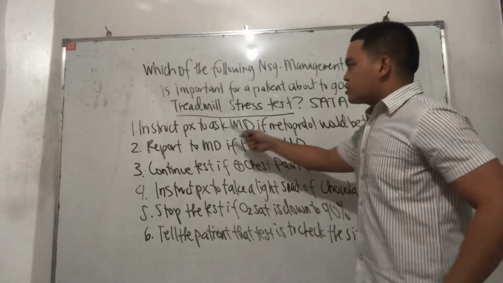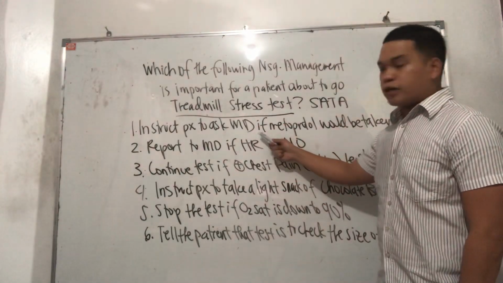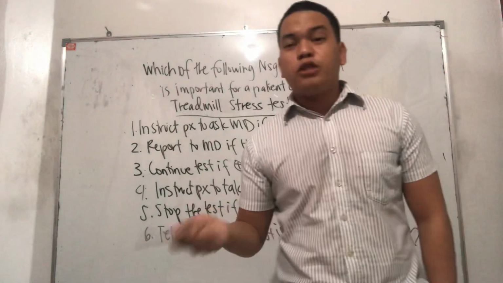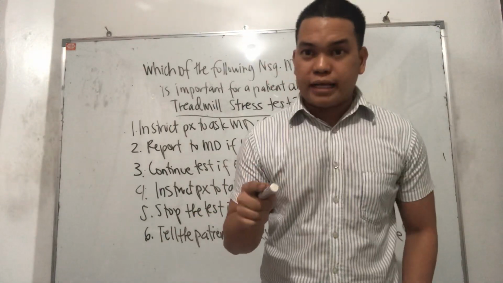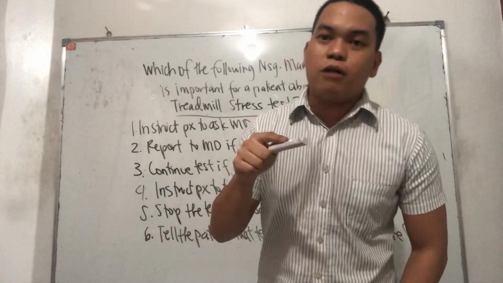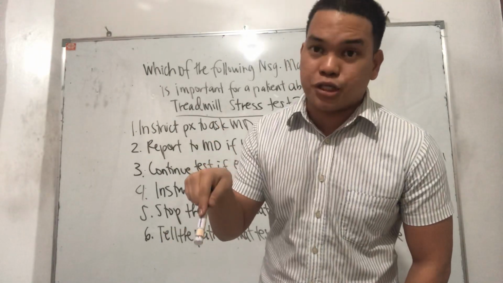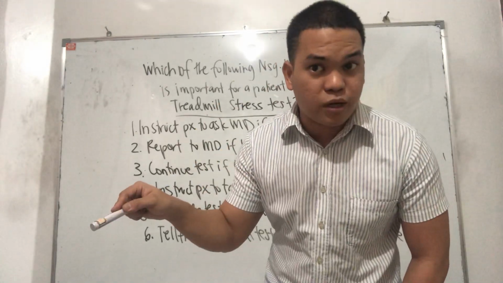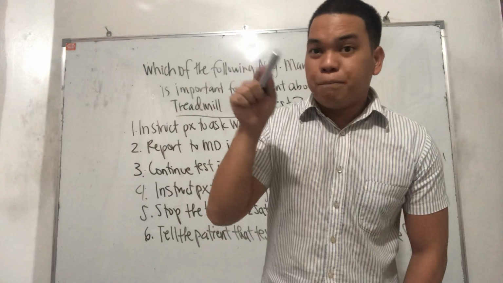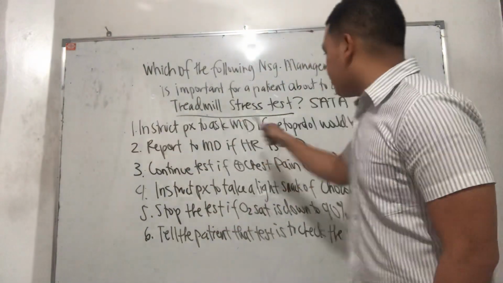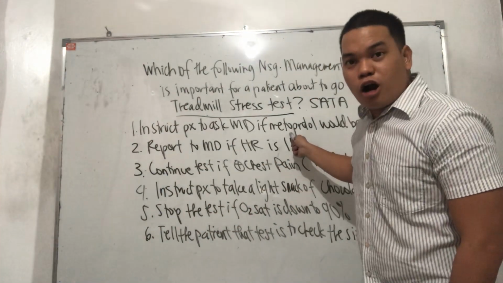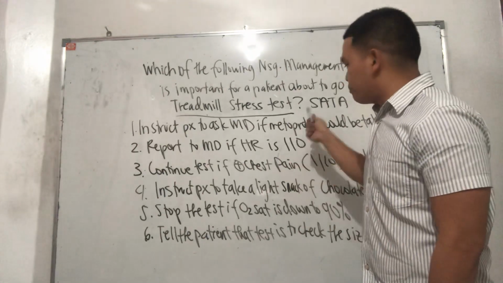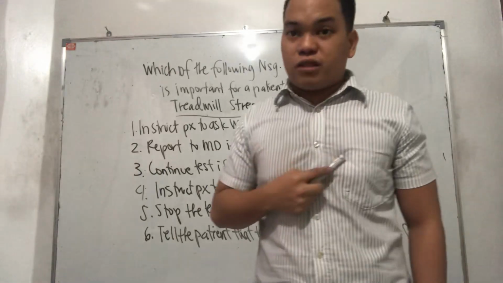Instruct the patient to ask the medical doctor if metoprolol would be taken. Therefore, guys, we know that metoprolol is a beta blocker. What would it do? The beta blocker, guys, blocks the beta adrenergic receptors. The beta adrenergic receptors, guys, stimulate sympathetic responses. Therefore, if the beta blocker blocks the sympathetic response, what's the effect? The heart rate, RR, BP, and the functioning of the heart would be affected. Therefore, metoprolol affects the activity of your heart.